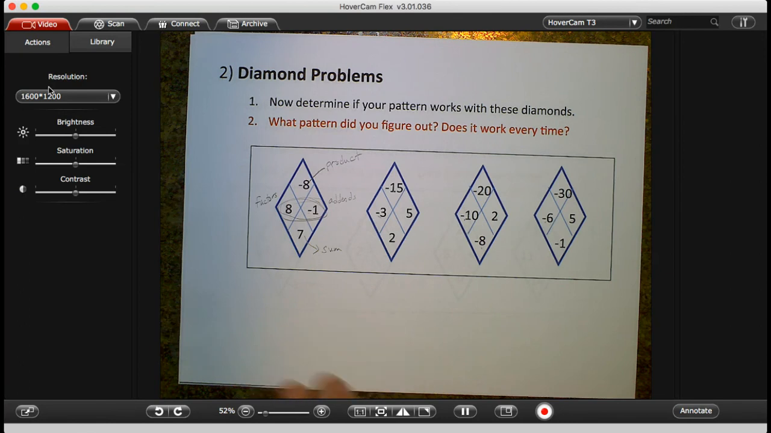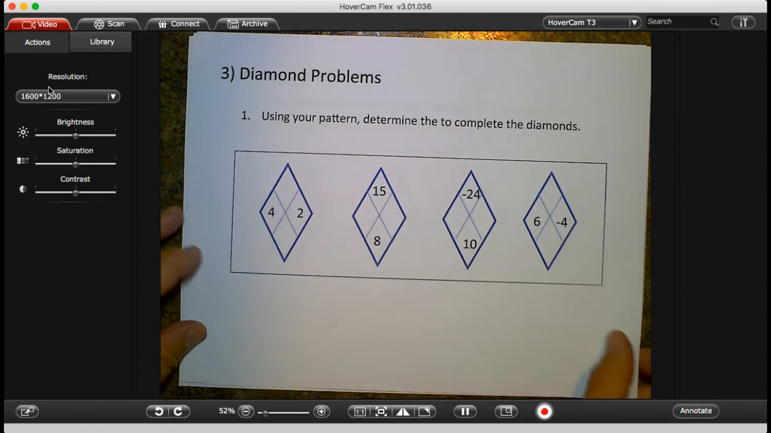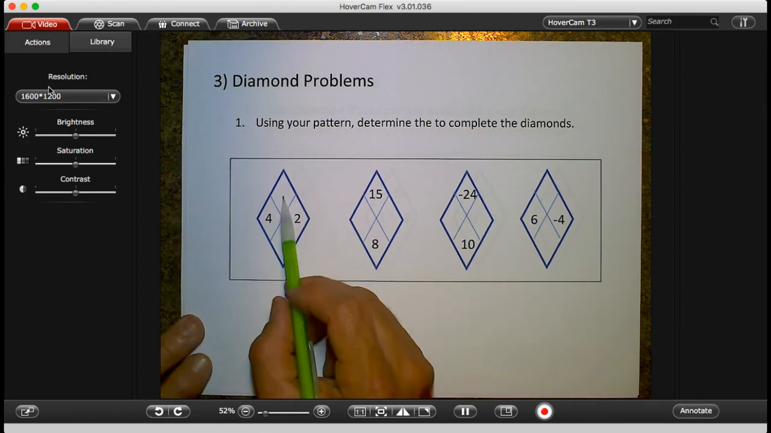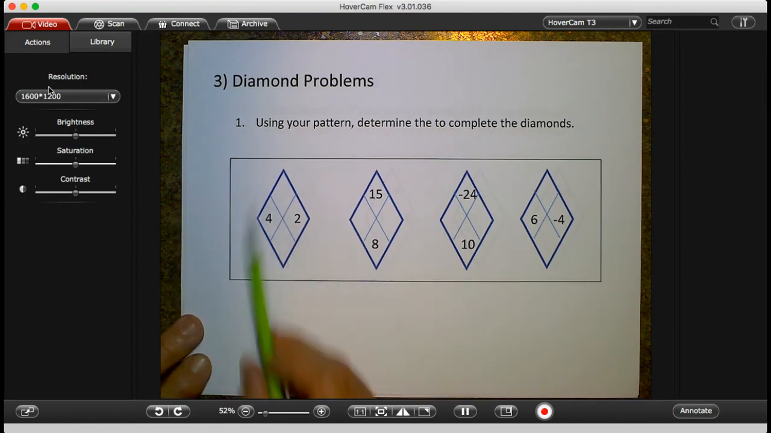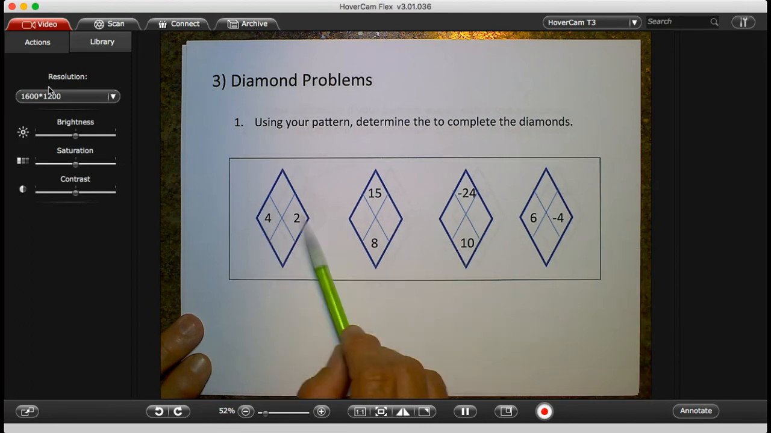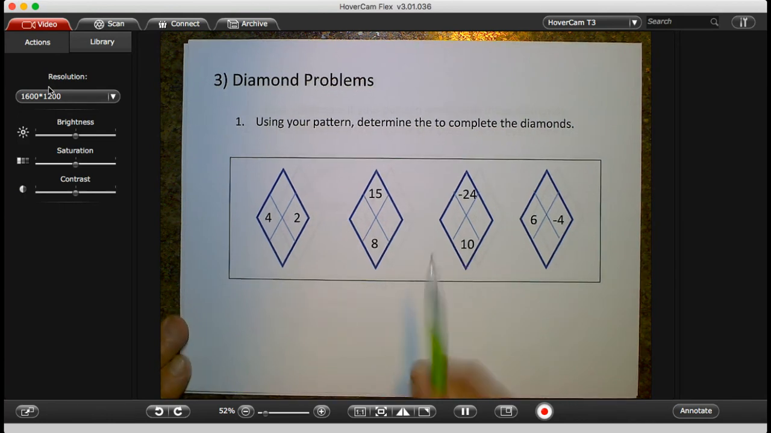Okay? And the last one that I'm going to do, I'm going to have you try and figure out. This is how you're always going to see the diamond problems as we do them. You're going to be given 2 out of the 4 pieces, and you're going to have to figure out the other 2. So why don't you pause your computer, and then we'll see what you get.